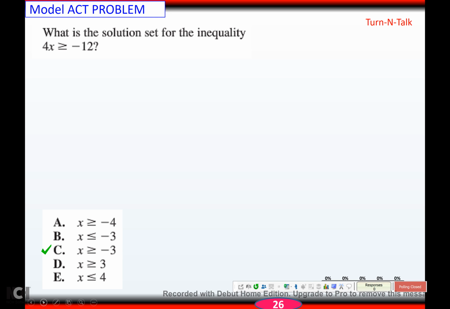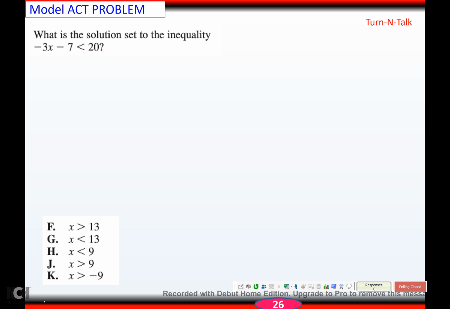And hopefully you got C. Alright, to get x alone here, I'm going to divide by 4, which gives me x is greater than or equal to negative 3. I don't need to flip it because I didn't divide by a negative. I got a negative, but I didn't divide by a negative, so no flipping. Alright, try this one. Hit pause. Come back when you're ready.